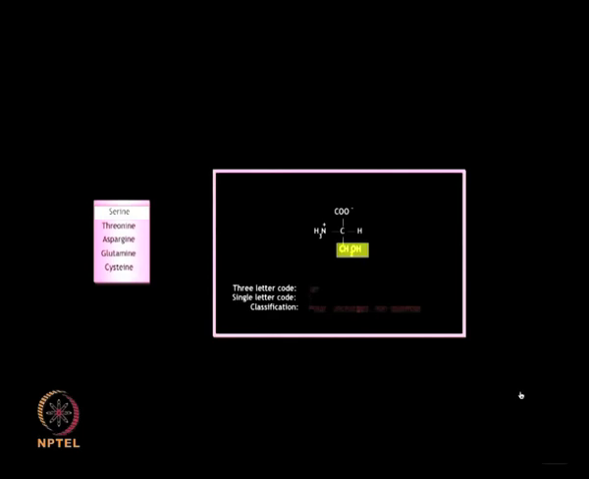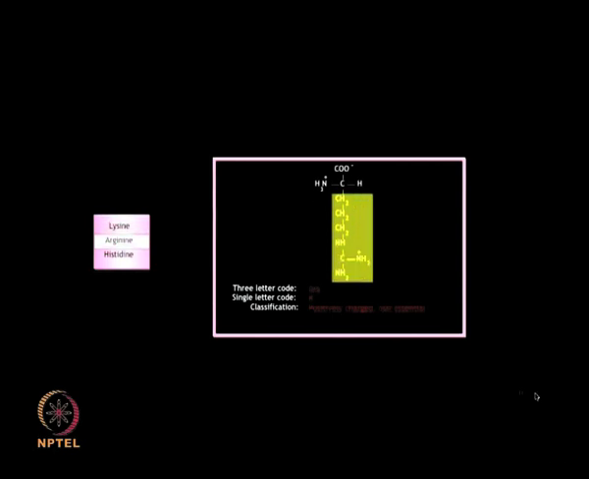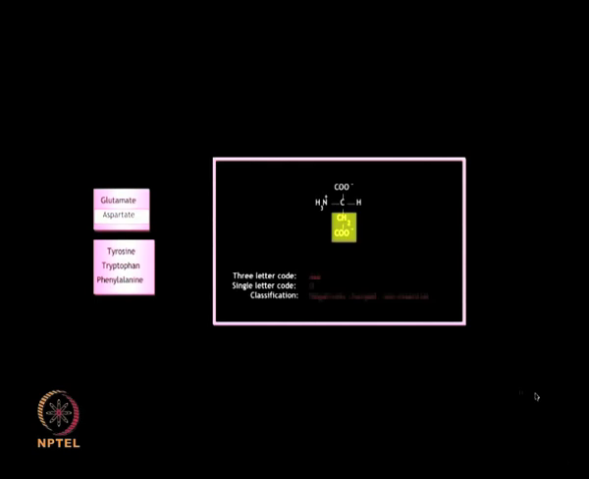Serine, threonine, asparagine, glutamine and cysteine consist of polar but uncharged side chains. Lysine, arginine and histidine have positively charged side chains. Aspartic acid and glutamic acid are polar and negatively charged amino acids.